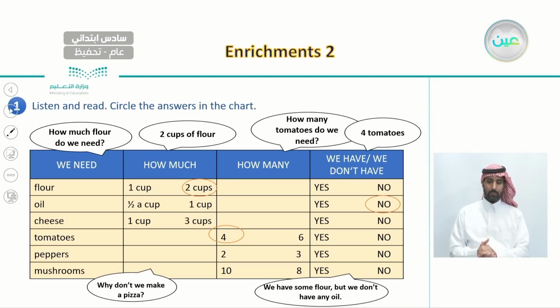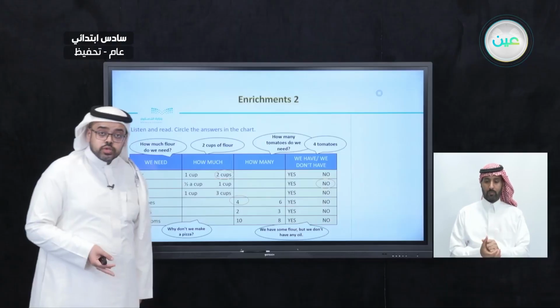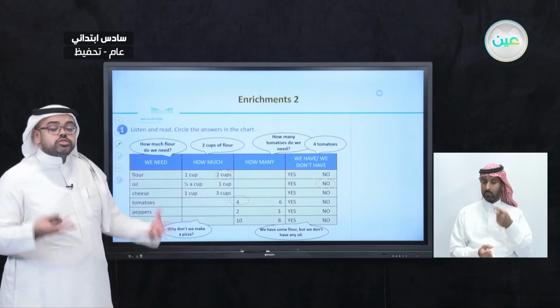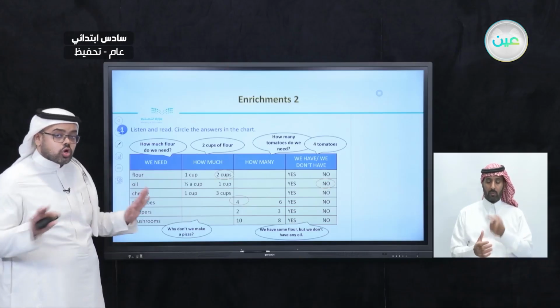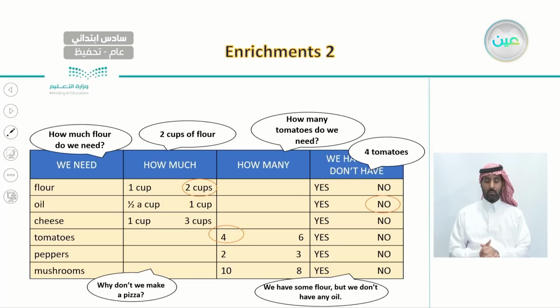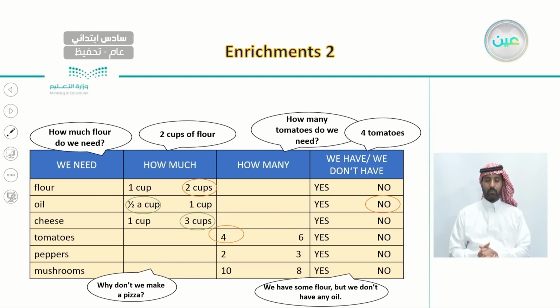So we have a couple of pieces of information to start with. We have 2 cups of flour, and we do have 4 tomatoes, and also we want to make pizza, but we don't have any oil. After we listen to these 2 ladies talking about how to make pizza and what things we have and don't have, these are the new answers.